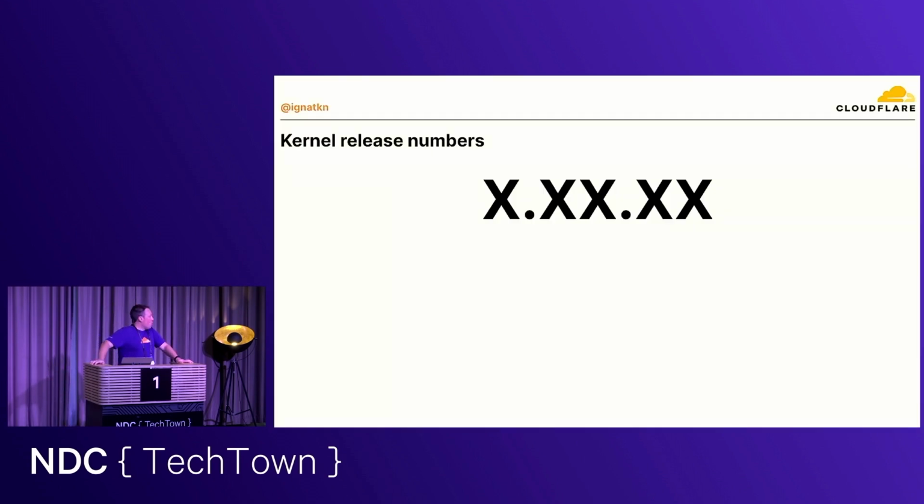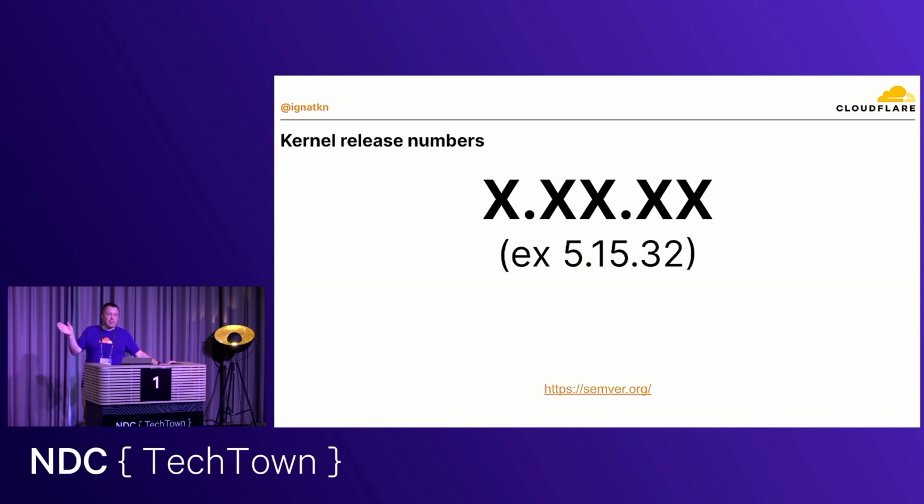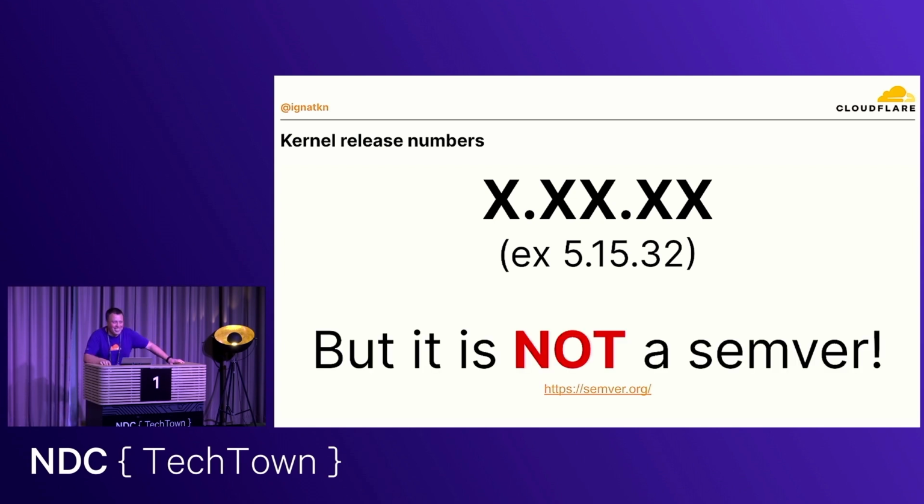So how are kernel releases designated? You have a number, a dot, another number, a dot, and another number. So for example, 5.15.32, right? And who here is familiar with semantic versioning? Oh, everyone, cool. Yeah, it does look like semantic versioning, but one thing you can take away from the talk: it's not a semantic versioning system.